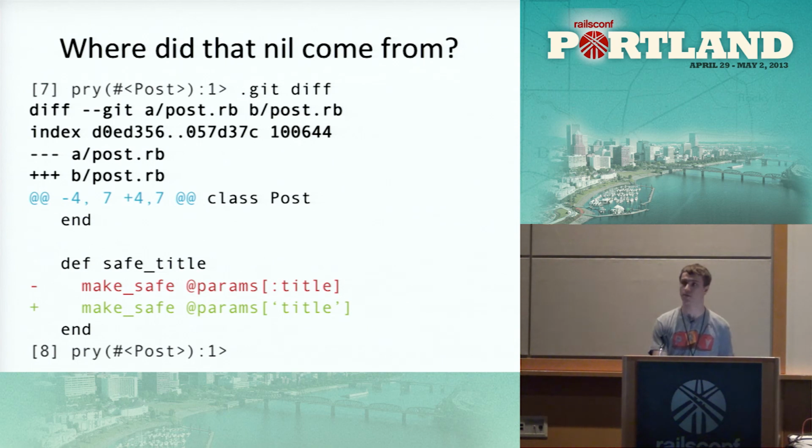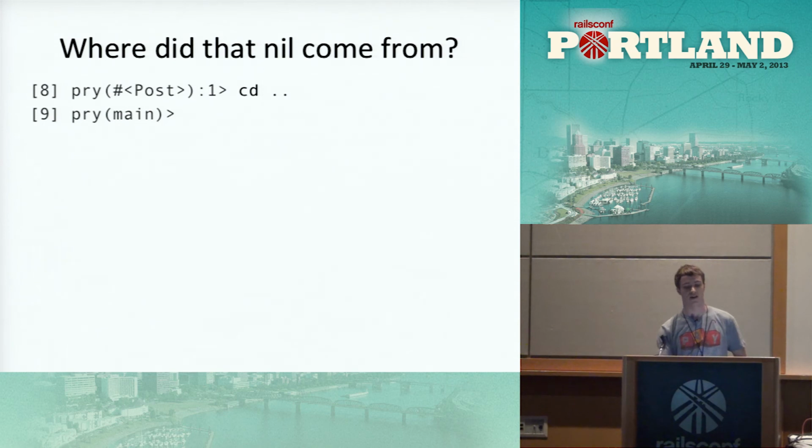So we've debugged the problem. Let's go back to where we were. So we can just cd .. Dot isn't an object in Ruby, but we've taken the same shorthand as bash for take me out a level. So we run cd .. and we're back at Pry main.